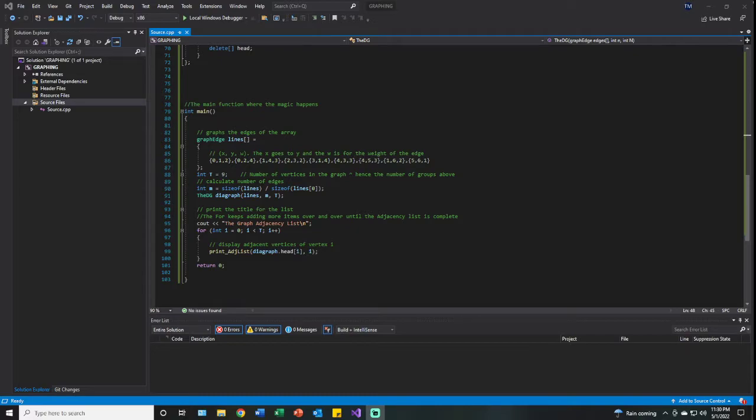Here are all my edges for the array, and this is going to be a weighted graph, a weighted directed graph, if I am correct. With these, it's all the same. We got a W, X, Y, and W. X being the first node going to Y, the second node, and W being the weight of the line. So I just got 0 to 1, 0 to 2, 1 to 4, all the way up, and we got int number of vertices in the graph, hence the number of groups above. So we got 1, 2, 3, 4, 5, 6, 7, 8, 9. So we got 9 of these.